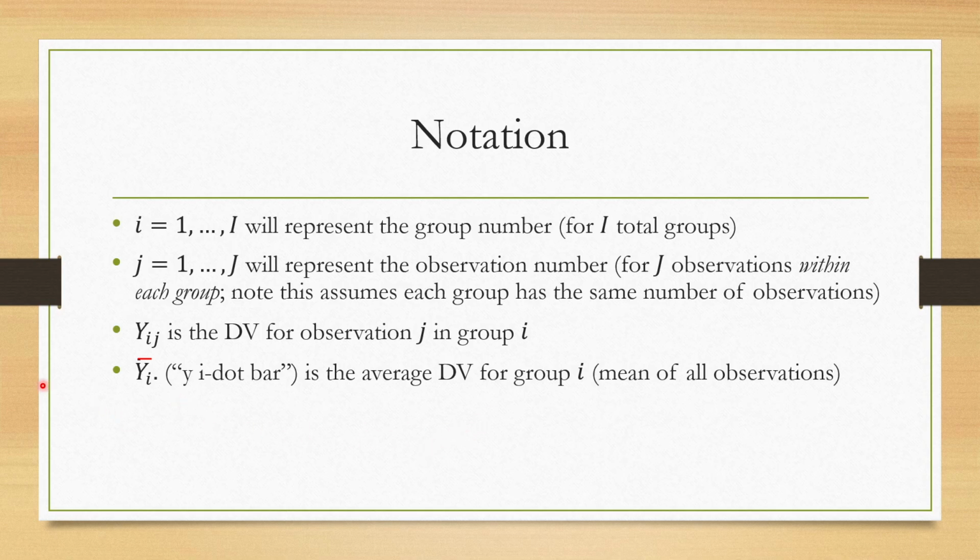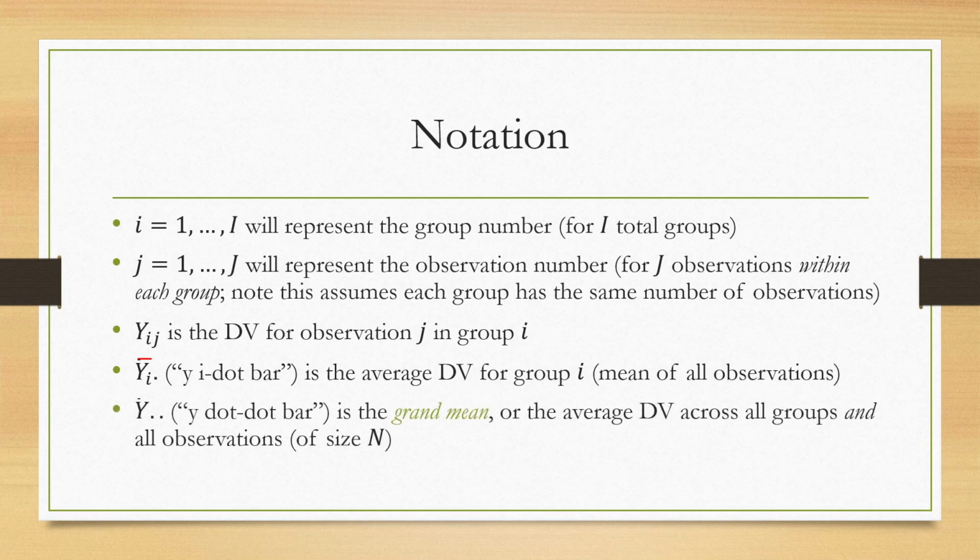So if we had 3 groups, then we'd have 3 means: Y sub 1 dot bar for the mean of group 1, Y sub 2 dot bar for the mean of group 2, Y sub 3 dot bar for the mean of group 3. And again, we have a dot in place of J because we're not looking at any specific individual. We're taking the average over all individuals within that group.